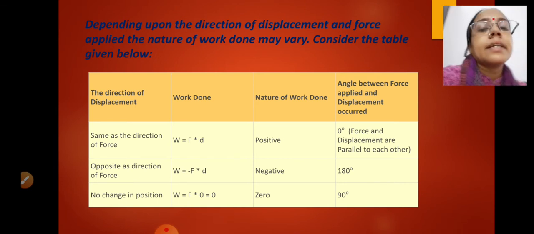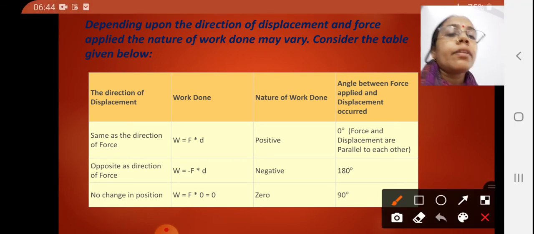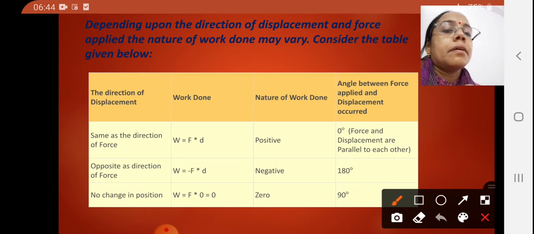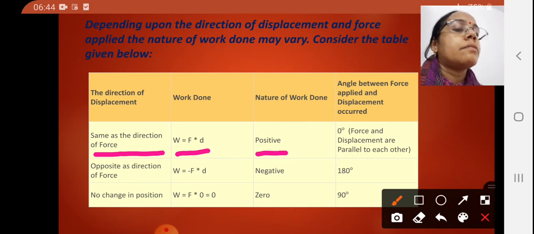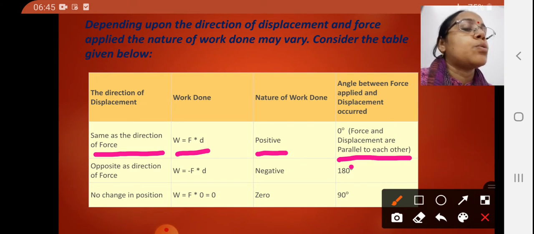So when the displacement occurs in the same direction of the force, the work done is W is equal to Fd, and the nature of the work done is positive. Since force and displacement are in the same direction, parallel to each other, the angle between them is 0 degree.